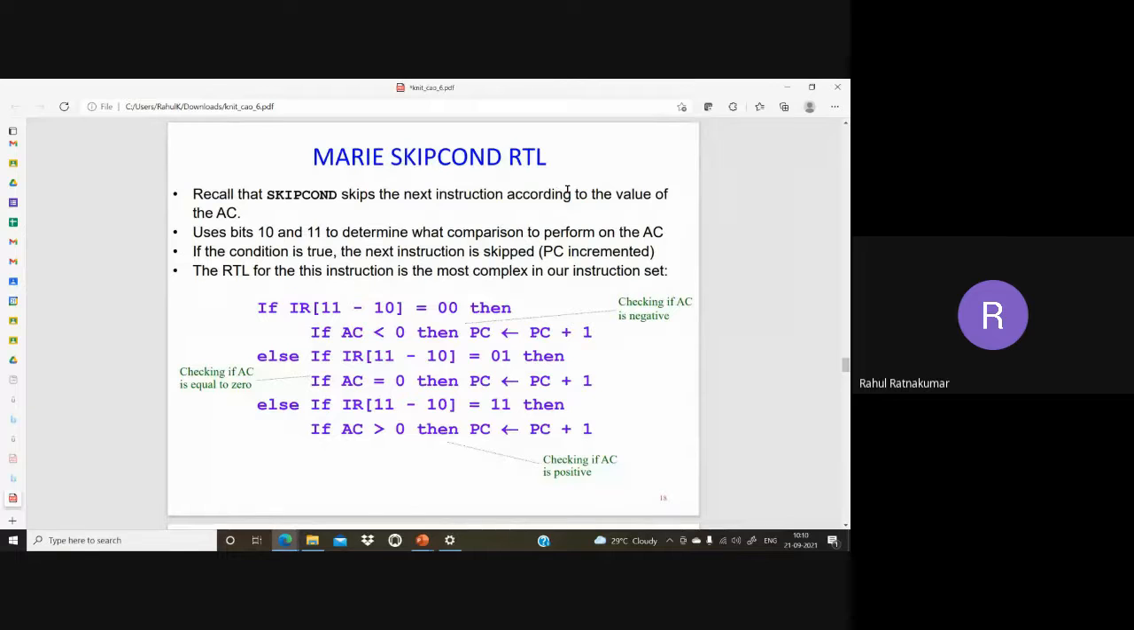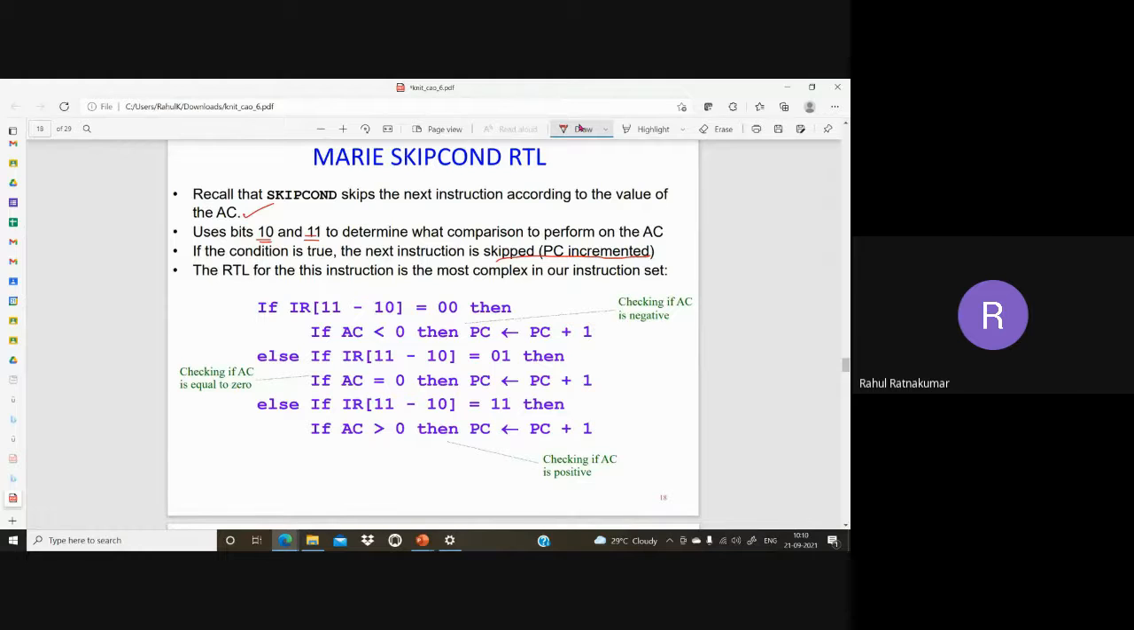Now is skip count. How is skip count executed in Mary? Recall that skip count skips the next instruction according to the value of the accumulator. We discussed that it uses bit 10 and bit 11 to determine what comparison to perform on the accumulator. We check whether the accumulator is positive, 0, or negative. If the condition is true, the next instruction is skipped and PC is incremented.